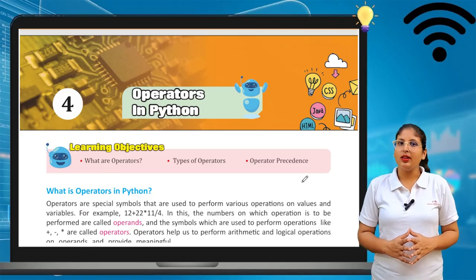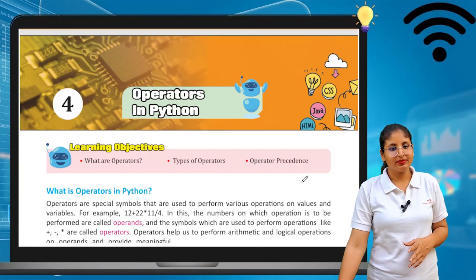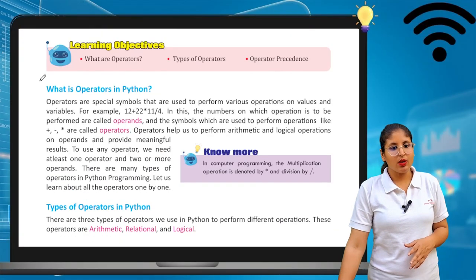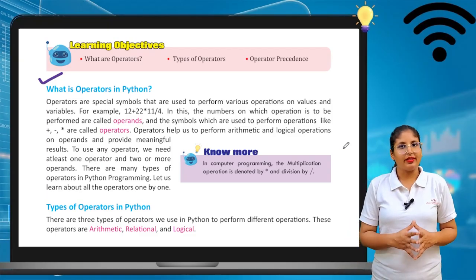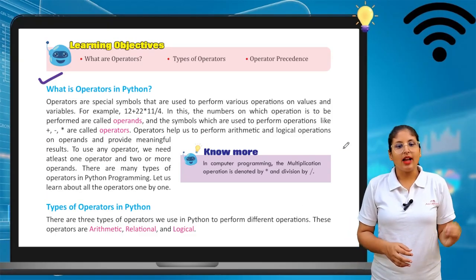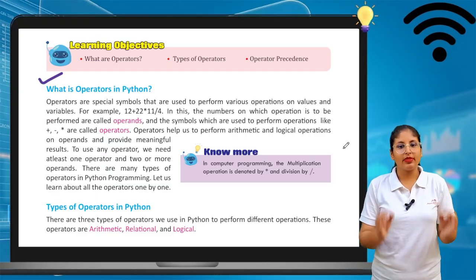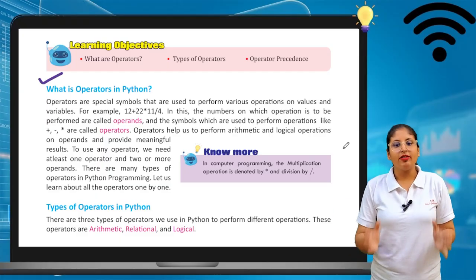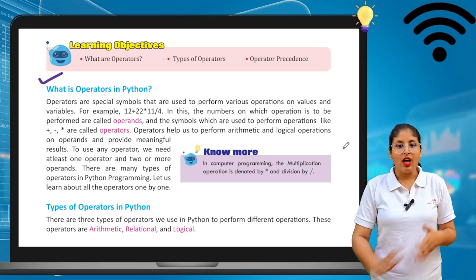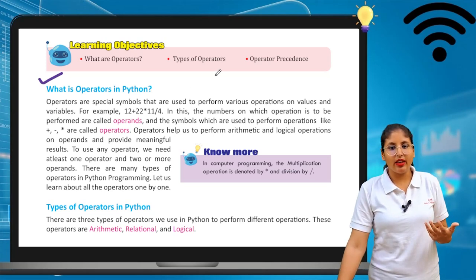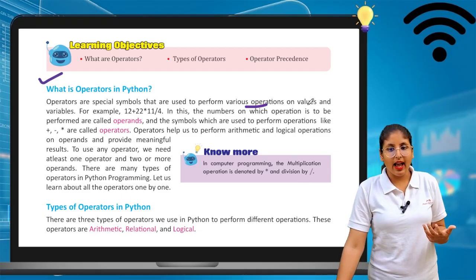Ready? So let's start. First we will see what operators in Python are. Operators are special symbols that are used to perform various operations on values and variables. So we can perform various operations on the values and on the variables.